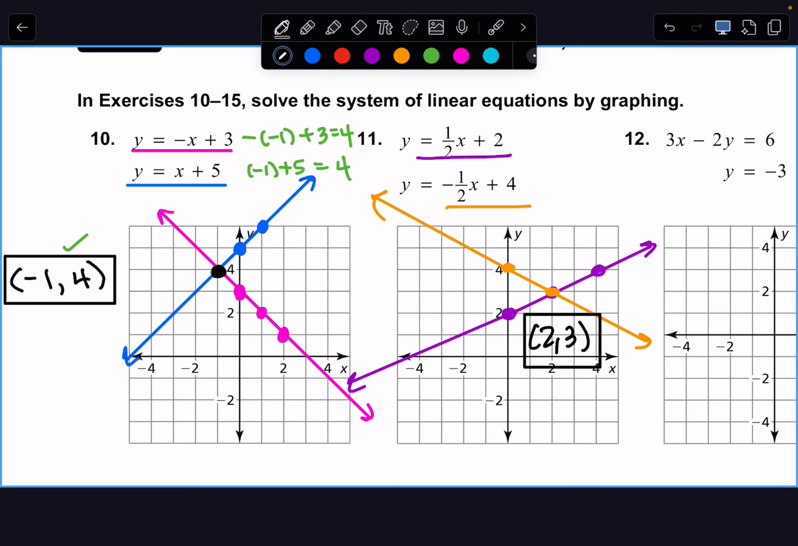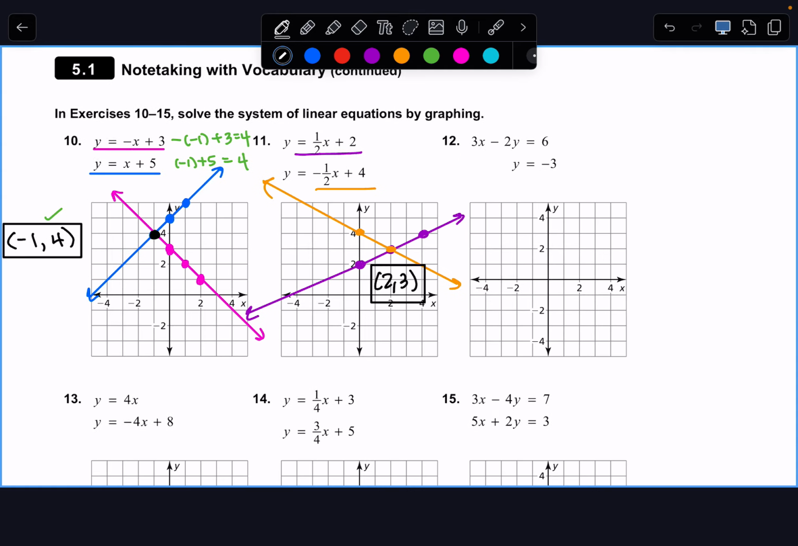Okay. Wait, if the negative shows a negative x, that would be the negative slope. Yep. Okay.